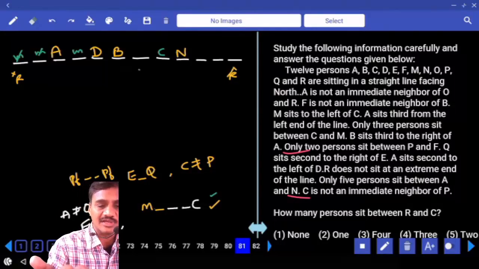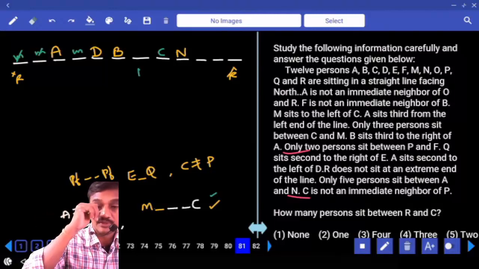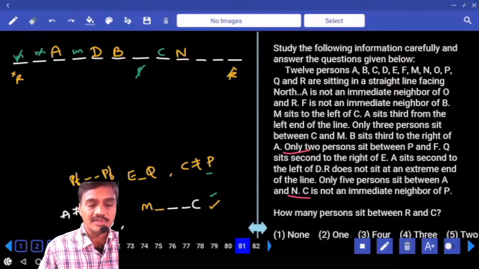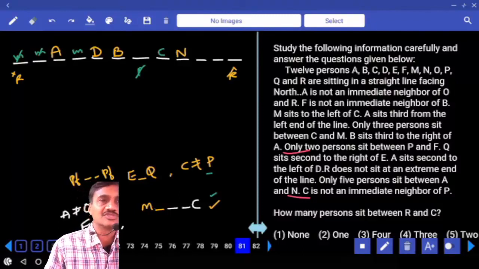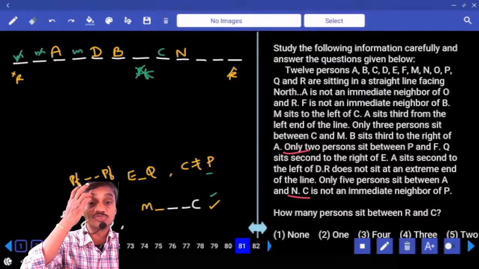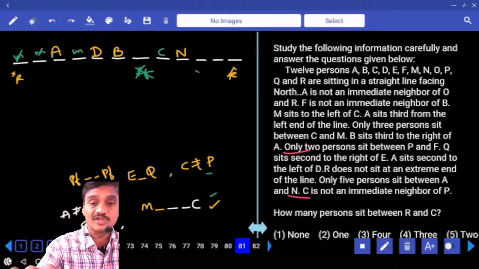And P. Now we cannot have P at this place, right, because C and P cannot be adjacent to each other. And at the same time, B and F are not adjacent to each other. That means P and F cannot be in these two places.